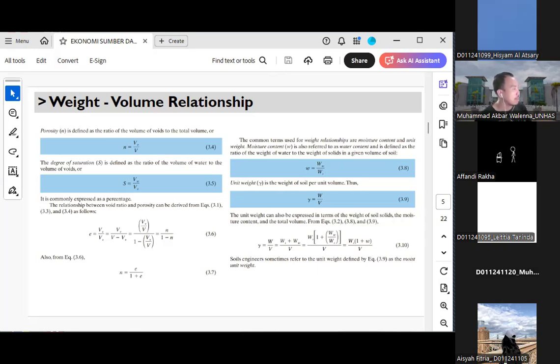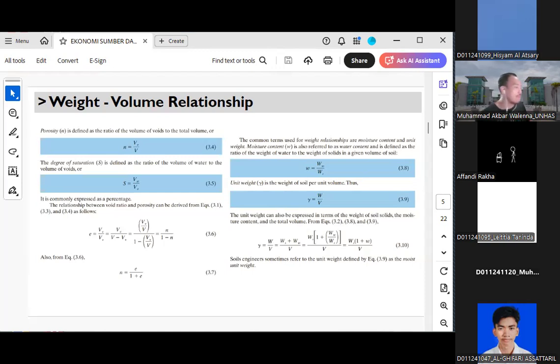Now, moving on to the next one, which is the moisture content. I think for this one you really need to pay attention to the definition, because I encounter so many civil engineers twisting and mixing up the definition of moisture content, especially for soil. Moisture content is basically related to how much water is in the soil compared to the weight of the solid particles. So, water compared to the solid particles.